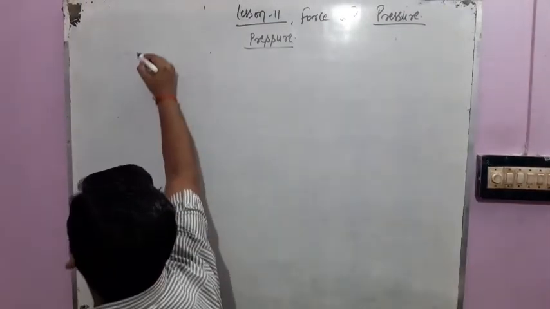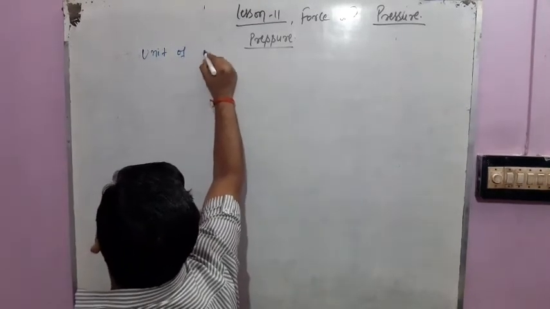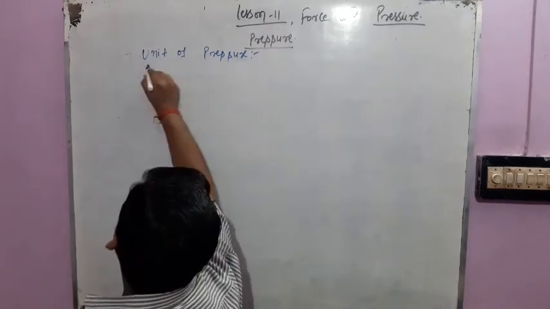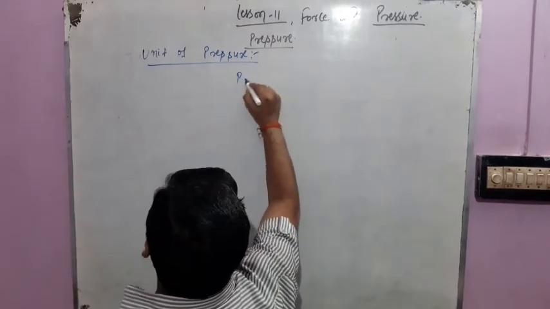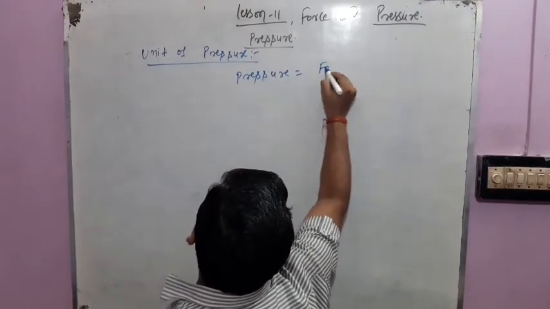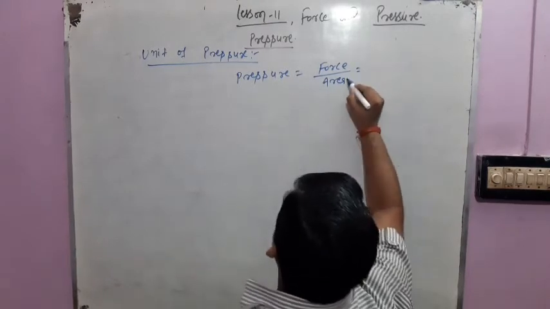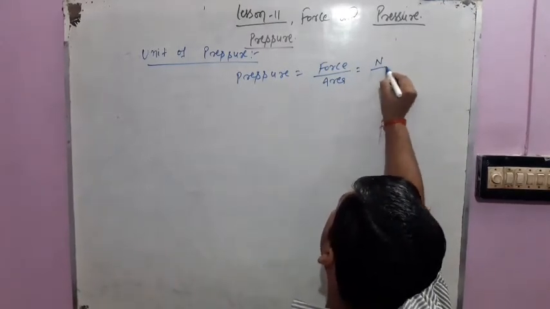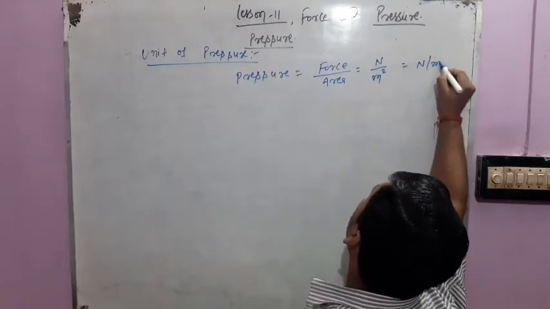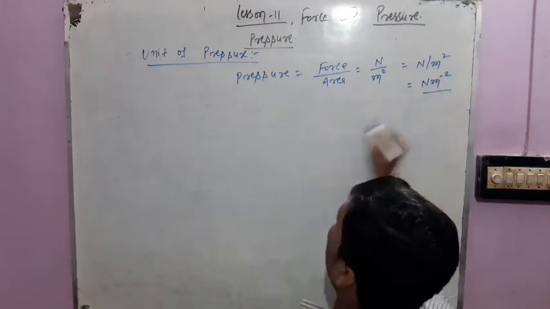Now student, look here. Unit of pressure. As we know, students, pressure is equal to force upon area. And the SI unit of force is Newton and the area is meter square. So Newton per meter square, that is the unit of pressure, but not its SI unit.